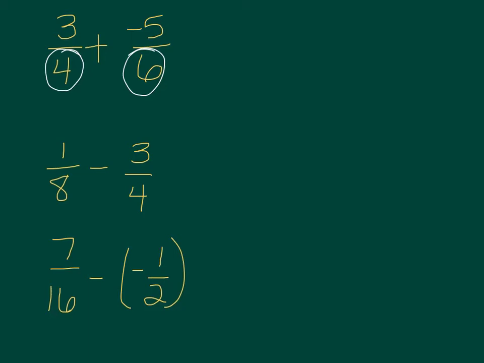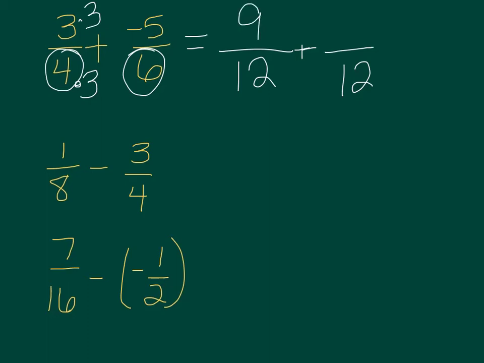Okay, so I'm looking for the least common denominator. The smallest number that 4 and 6 will go into is 12. So my common denominator is going to be 12. Alright, so what you want to do is look at what you multiplied the 4 by to get 12. I had to multiply the 4 by a 3. So you need to do the same thing with the numerator. So 3 times 3 is 9. So I'm changing my 3/4 to 9/12.